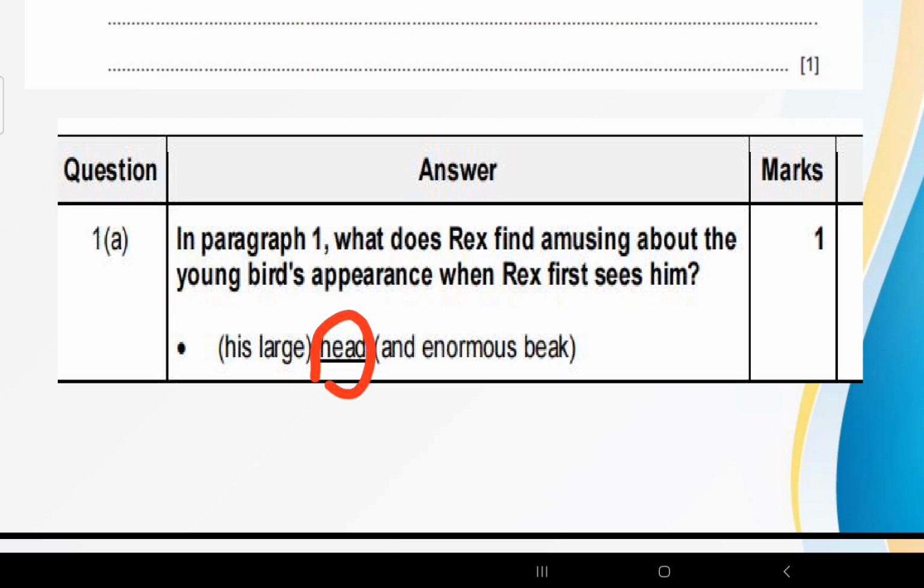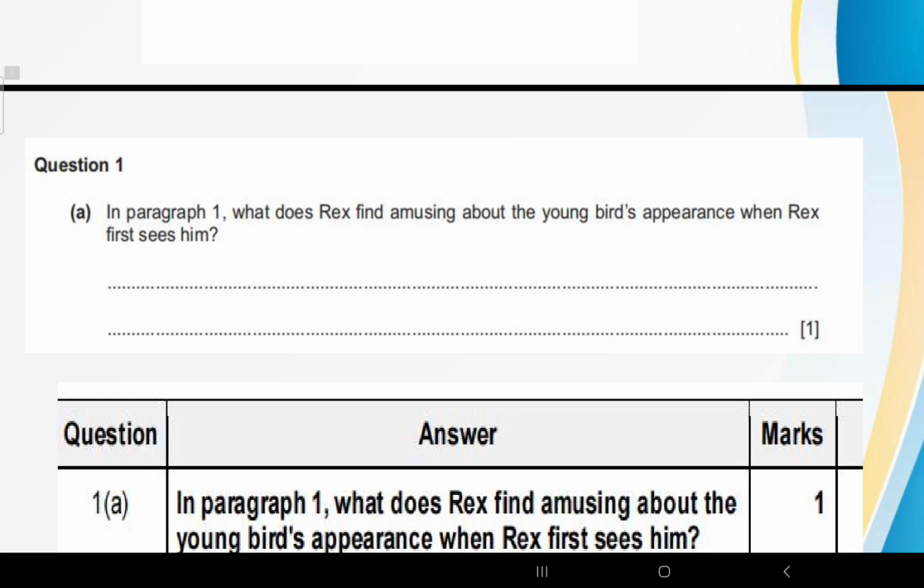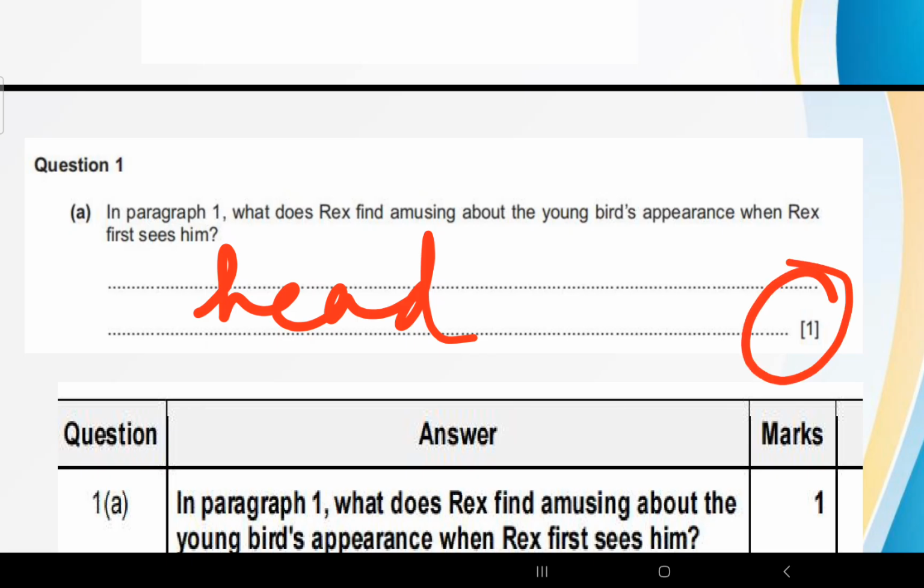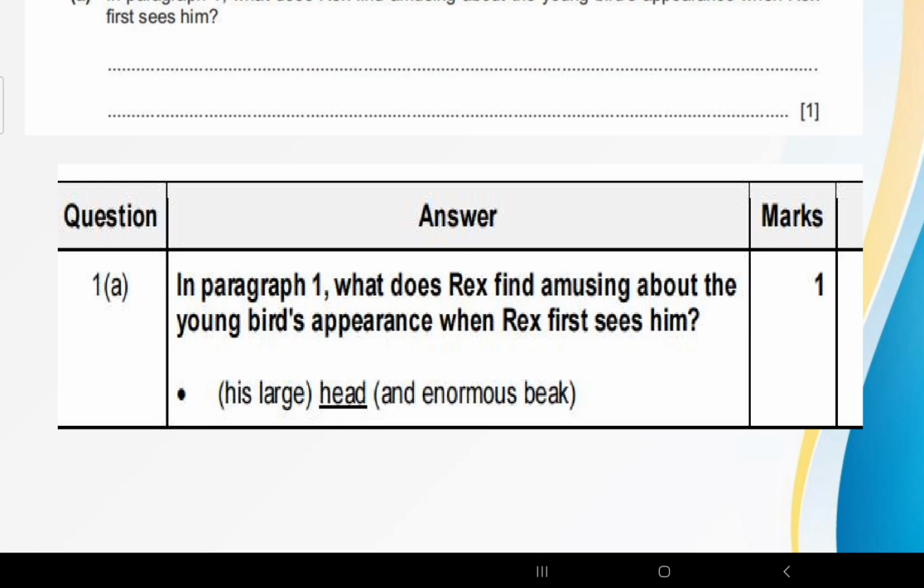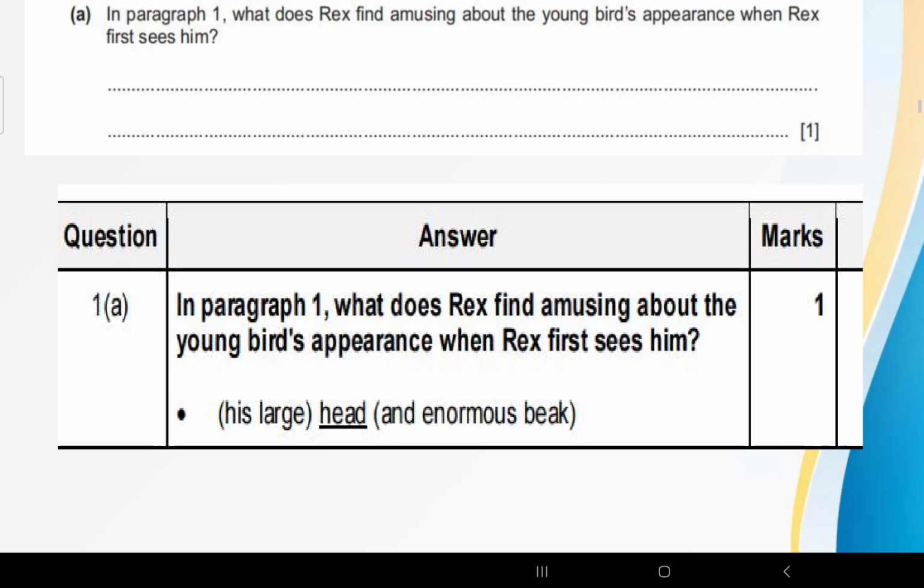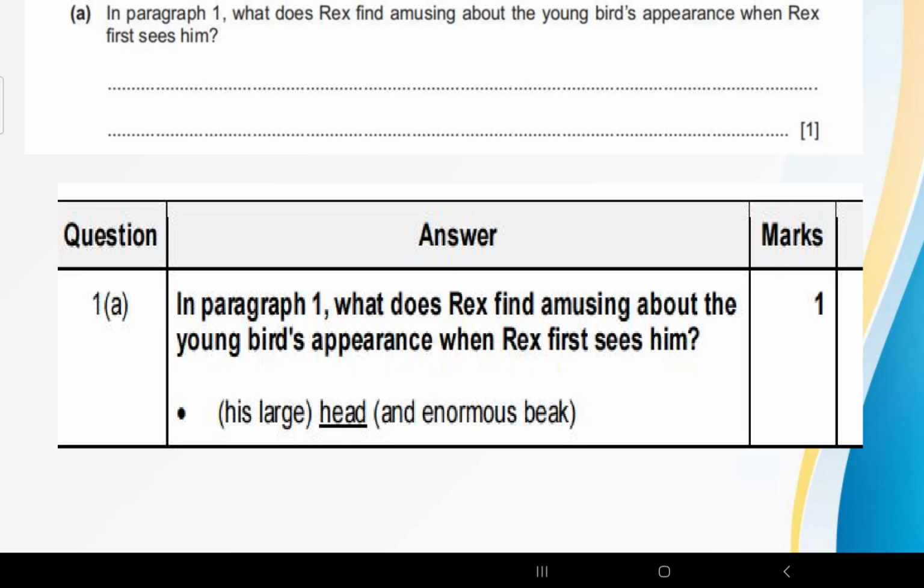His large head and enormous beak, or anything. If in this space you simply write the word head, you will get this 1 mark. But if you write that his large head and enormous beak, you are definitely going to score. But if you just pick up something without any understanding and take out 2 lines from the text and just throw them here, that shows that you do not have a clear understanding of the text. That shows that you are just lifting the material from the text. So here you have to show that you are clear about it.